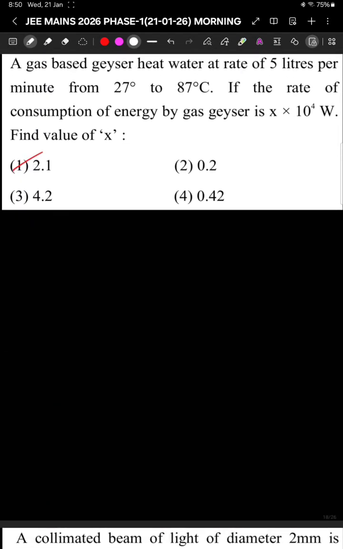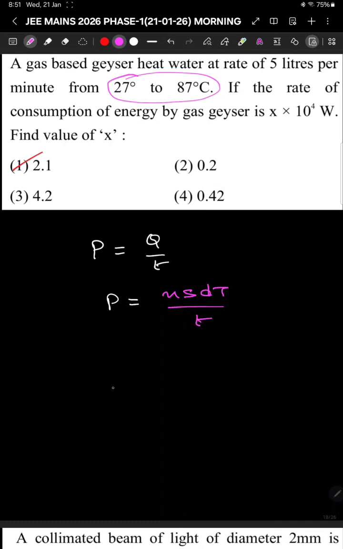A gas based geyser, this problem belongs to calorimetry. In this, they are asking the rate of consumption of energy. The rate of energy means power, and the power formula we know is energy by time. Here, due to this energy the temperature changed, so I can use the heat formula m s dT by time t. Here the mass is not given, so we can write mass as density into volume, into specific heat into dT, by time t.